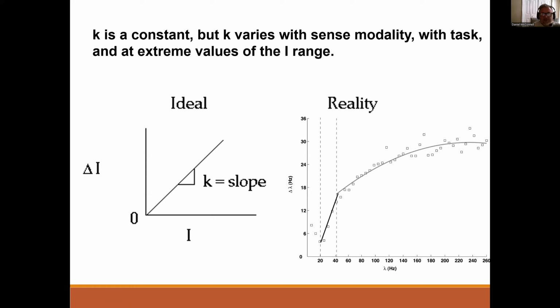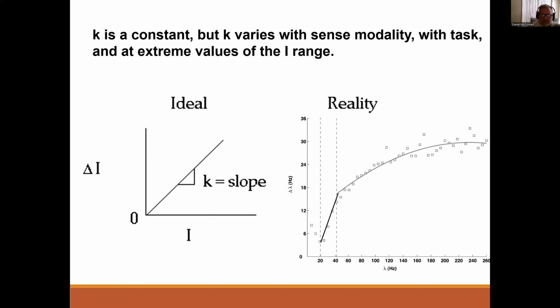Assuming that k is constant for a given test, which of course is the implication of Weber's law, we would have I on the x-axis, delta I on the y-axis, and we would have a line with slope k and an intercept of 0. So you see that the line would cross the y-axis right down there at the 0 point.